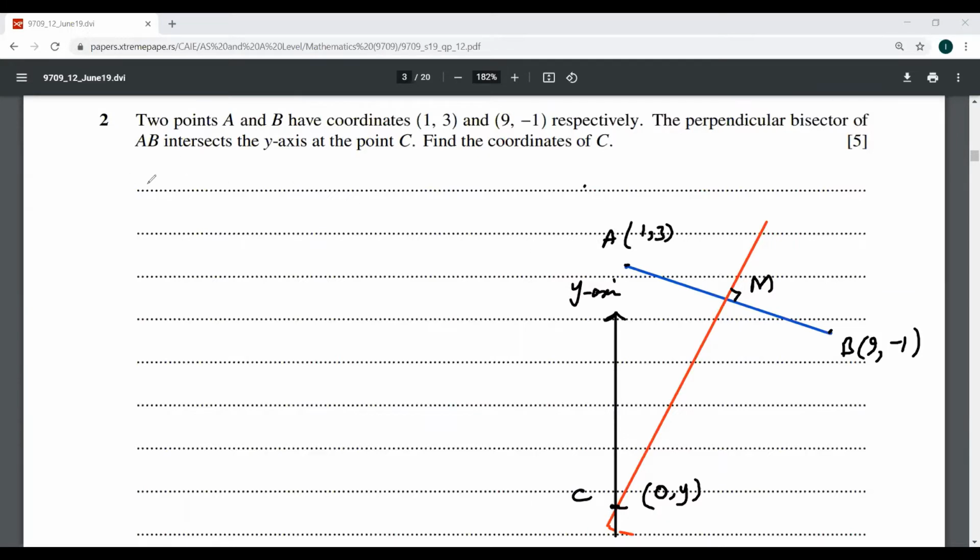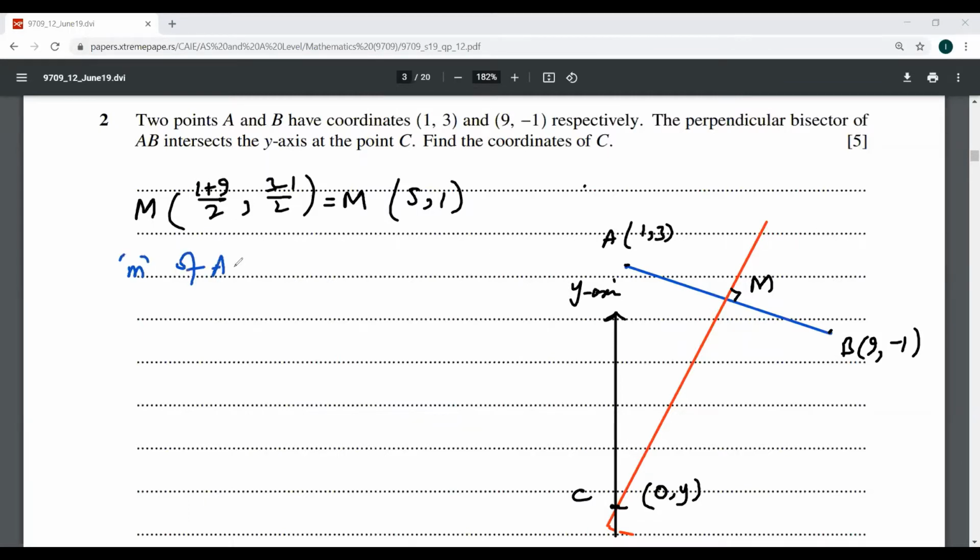So first of all, you see there are 5 marks. First of all, 1 mark for finding the midpoint. So that would be (1 plus 9) over 2, comma (3 minus 1) over 2. So this midpoint is going to be (5, 1). Okay. And then you have to find the gradient of this AB.